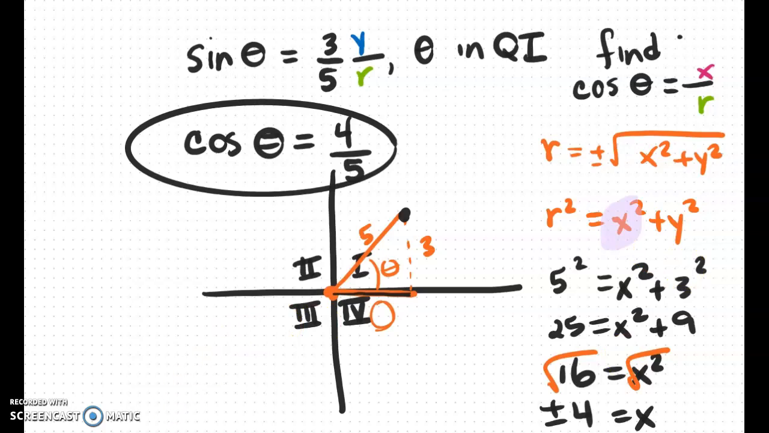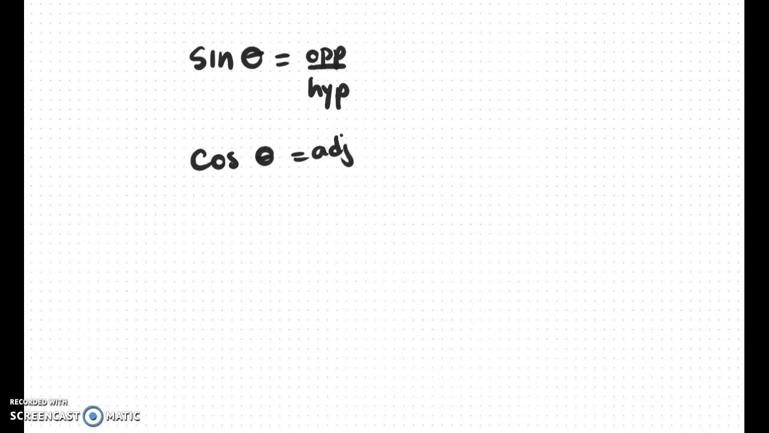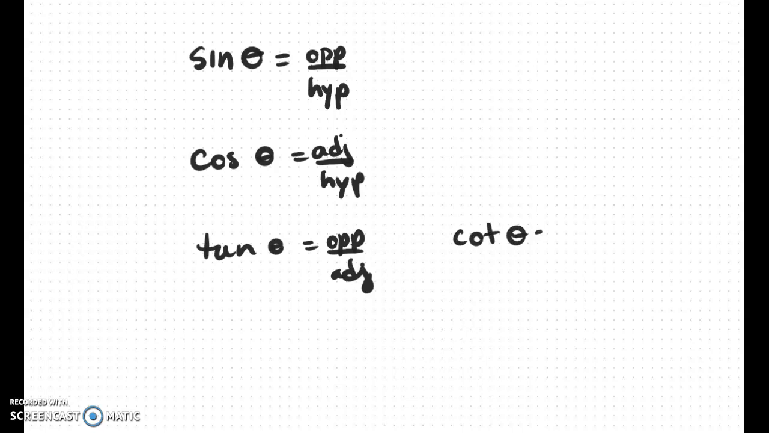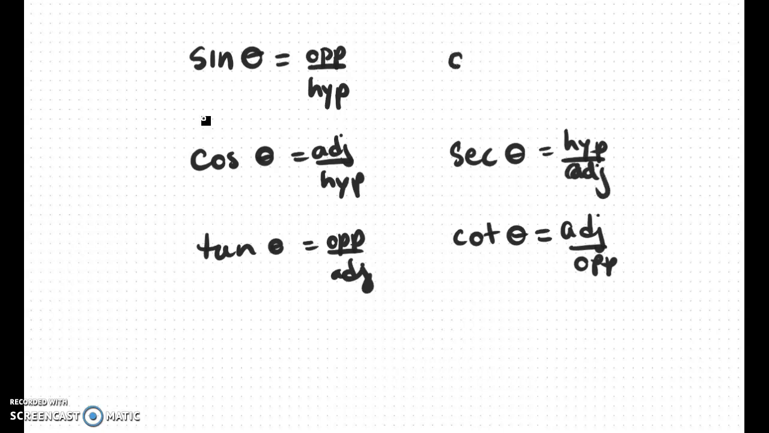Another definition of a trig function that you may have seen before looks like this, where the sine is the opposite over the hypotenuse, where the cosine is the adjacent over the hypotenuse, where the tangent is the opposite over adjacent. And then we have the inverses. So cotangent would be the inverse of this, adjacent over opposite. And then we have cosine, whose inverse is secant. So that would be hypotenuse over adjacent. And we have the cosecant, which would be hypotenuse over opposite.